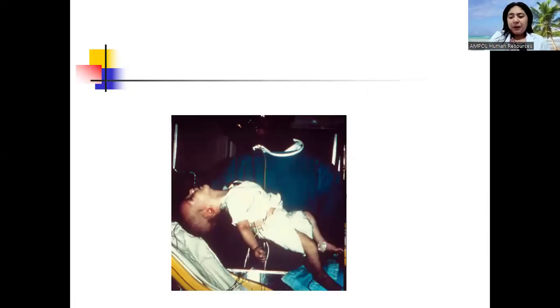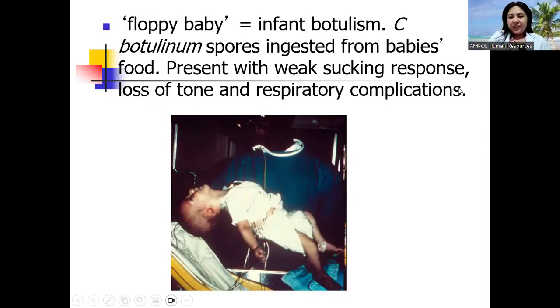Ayan o, fluffy baby syndrome. Ayan, sabi ko sa inyo. Fluffy baby, relax, puro lang relax guys. Ang na-paralyze na siya, like relaxation. So this is the fluffy baby syndrome. No? Clostridium botulinum spores ingested from baby's food. Ayan, so present with weak sucking response, loss of tone, and circulatory complications.